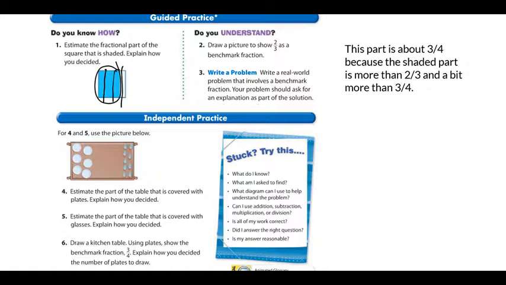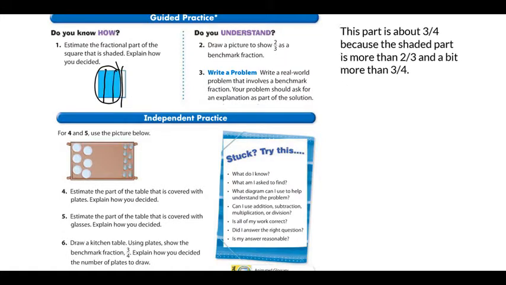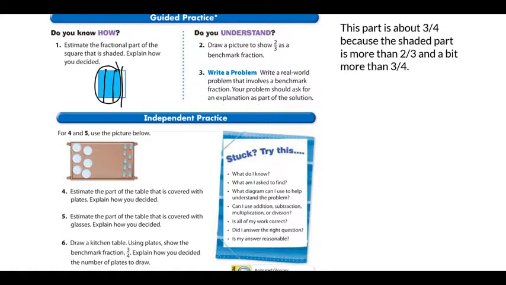So as you write your explanations, like down here in the bottom, 4 through 6, and other parts of this assignment, make sure that it makes sense and you're using the benchmark fractions to explain your answer. So number 2, it says, draw a picture to show 2/3 as a benchmark fraction. So you could draw a circle, like a pie graph, or you could draw a box to show 2/3, but go ahead and do that. And you can pause to do that. And I'm going to go on to number 3 to help you get started.